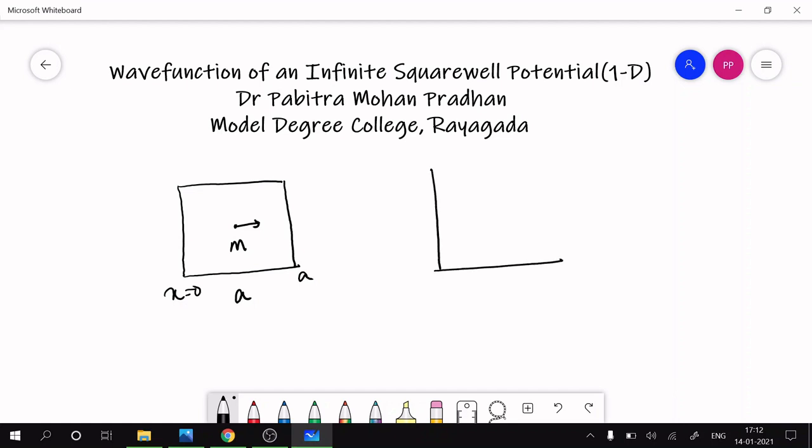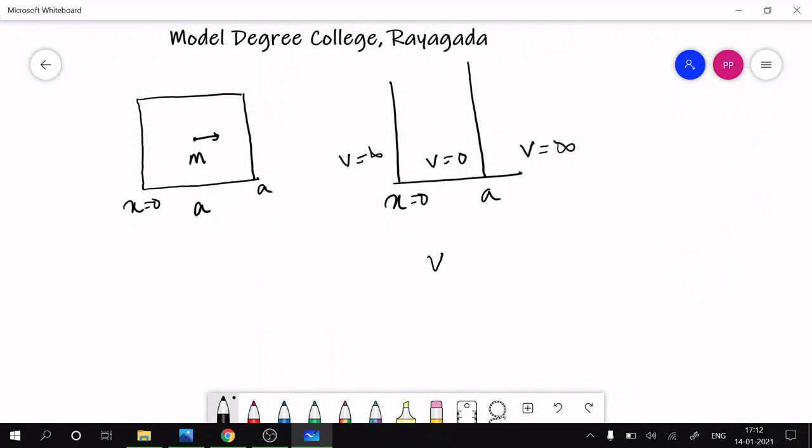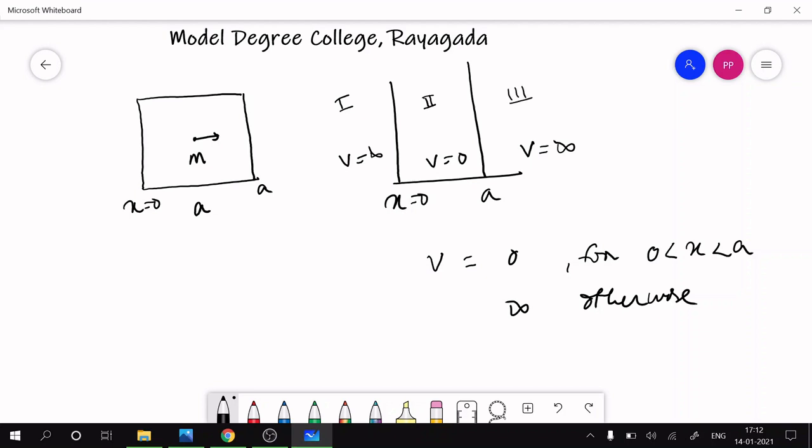If we draw the energy diagram, here we can see that the potential energy outside this box is equal to infinity, whereas inside the box it is 0. Simply we can write V equal to 0 for x less than a and greater than 0, and infinite otherwise. So you can see we can divide it into region 1, region 2, region 3.